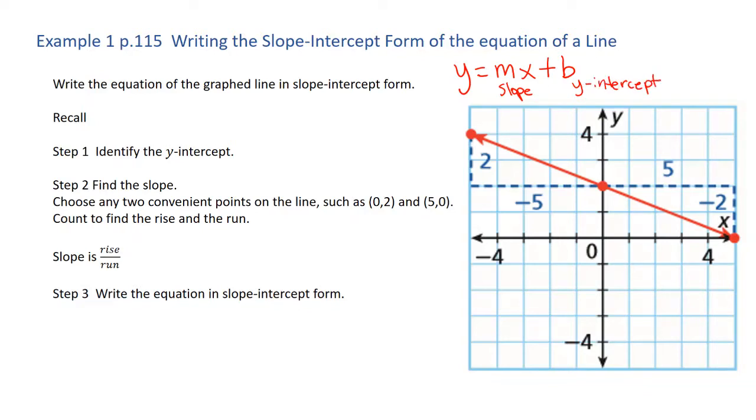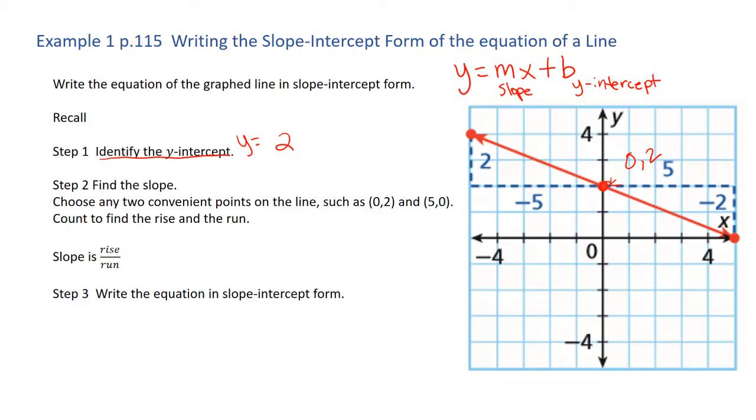All right, so in order to write an equation of the graphed line in slope-intercept form, the first thing we want to do is identify the y-intercept. The y-intercept is where the line crosses the y-axis, and we can see it's right here at 0, 2. So our y-intercept is going to be 2. y equals 2. We've done that, and that's pretty easy.